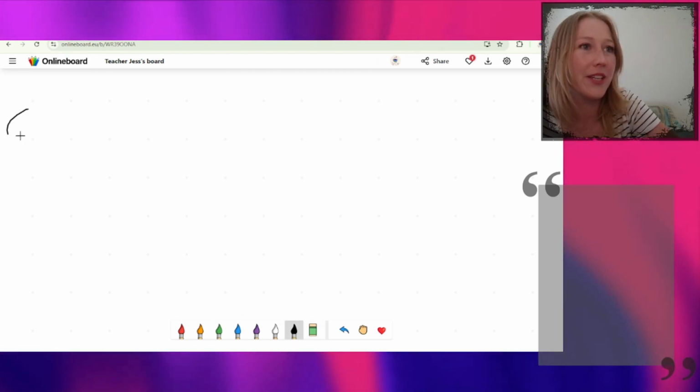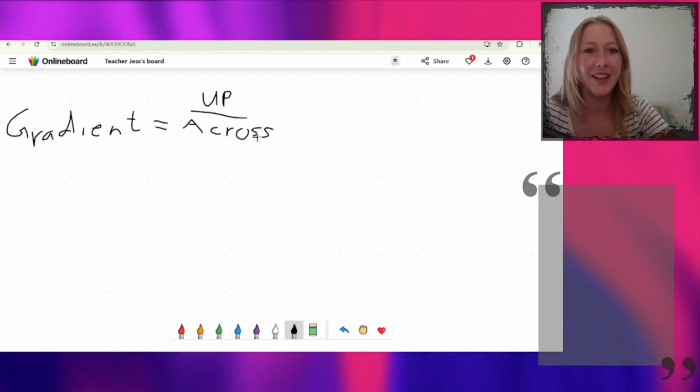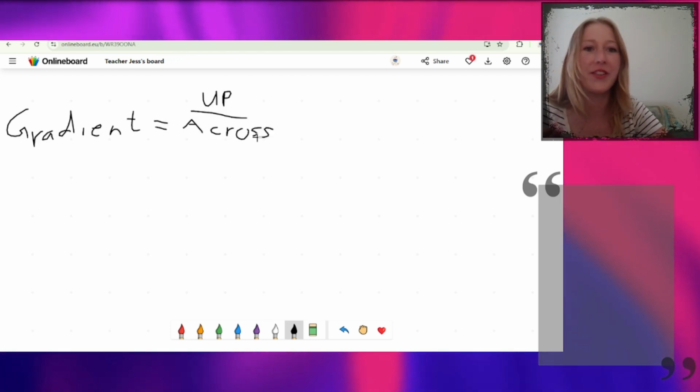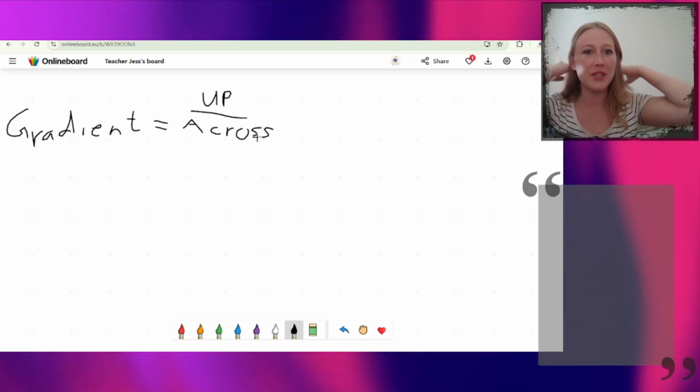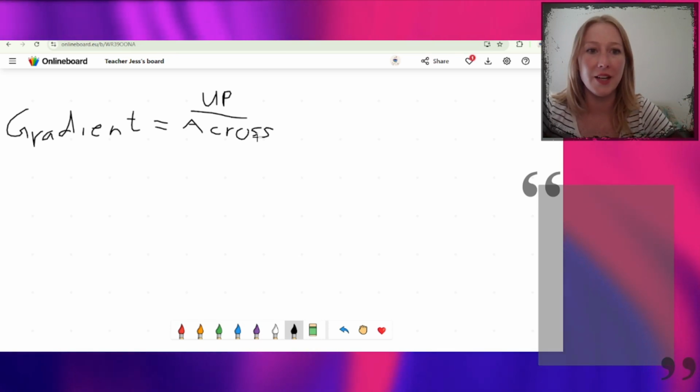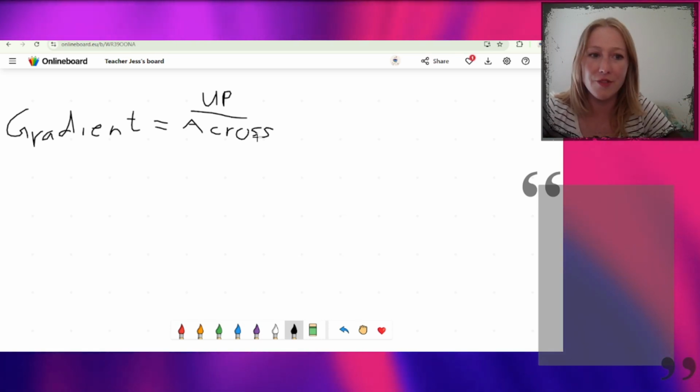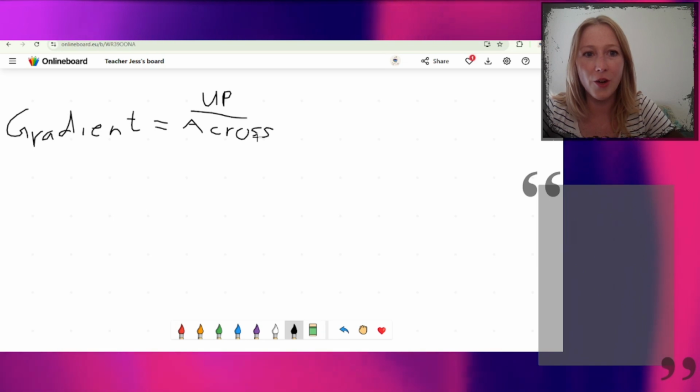So we say gradient equals up divided by across. Okay, so that is going to be our go-to formula. That is what we're going to work with. We're going to start with something simple. I want to start with a nice diagram that is a side view. So it's like a cross-section diagram.